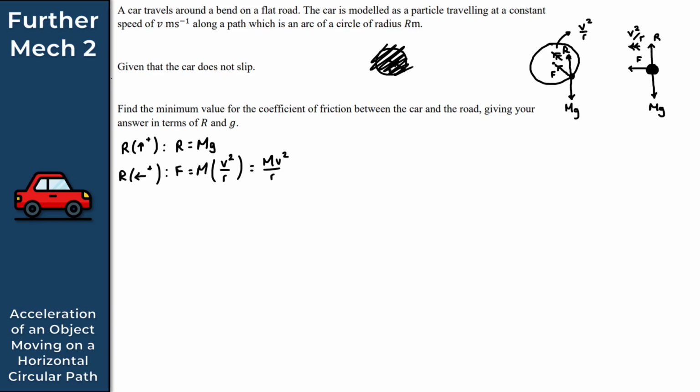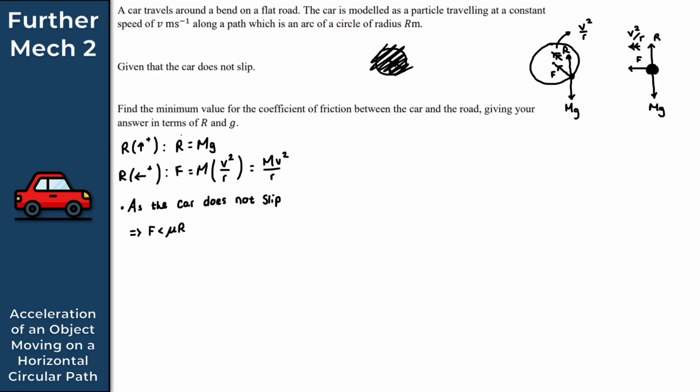Well, all we do here is make use of the fact that the car does not slip. So what does that tell us? If the car does not slip, just a basic property of friction, then F is strictly less than mu R. Let's make a quick point of that here. As the car does not slip, that tells us that F is strictly less than mu R.